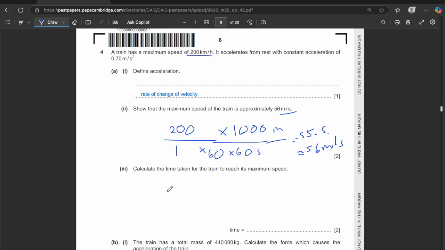To calculate the time taken for the train to reach its maximum speed, so here is the acceleration, right? So V, this is final velocity, right? V is equal to acceleration times time taken, and T will be equal to maximum speed 56 divided by 0.70, which is 80 seconds.